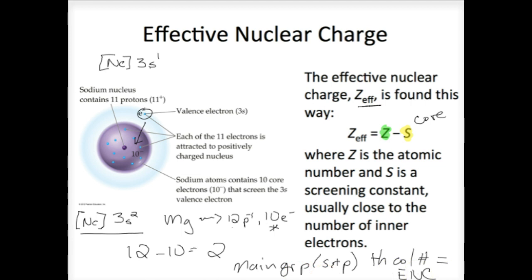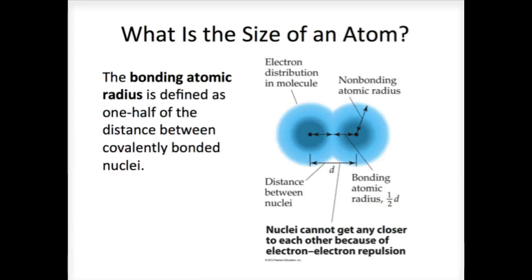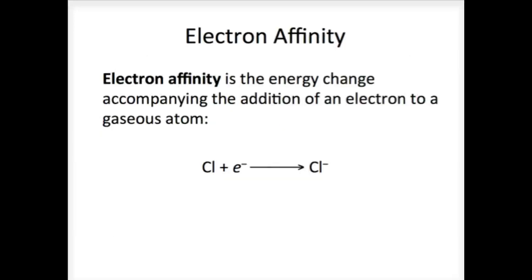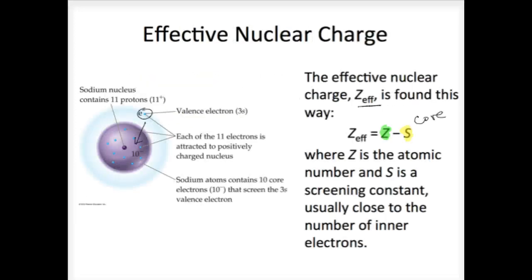Now, the reason we care about this is the other periodic trends that we're going to be discussing. Sizes of atoms, ionization energy, electronegativity, electron affinity. Okay, we have ionization energy, our electron affinity, etc. Alright, so let's go back and summarize our effective nuclear charge.